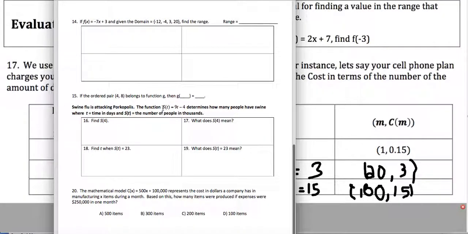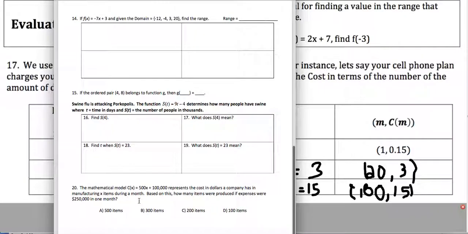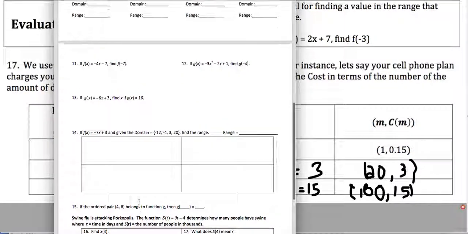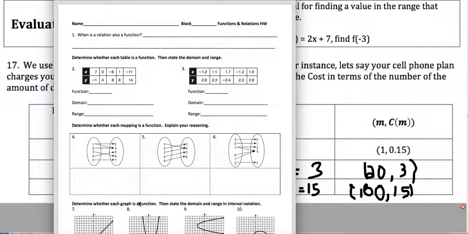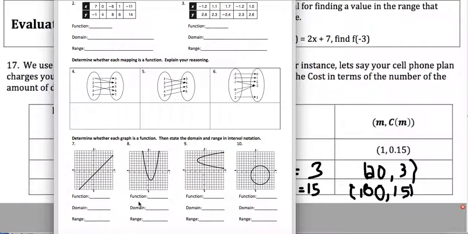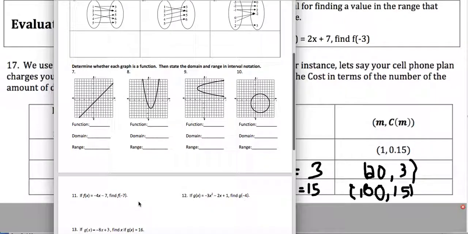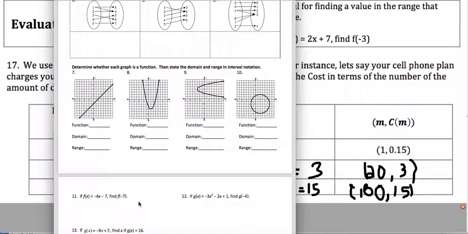For this, they give you the function, and they're asking you to find s of 4. What does it mean? They're asking you to find s of t equals 23. What does it mean? And then again, applying your knowledge using a word problem. So that's part of your assignment for today. We'll probably give you about 20 minutes in class to work on that before the next video.